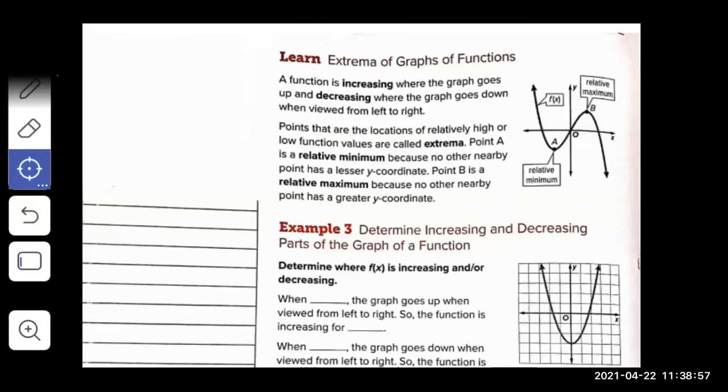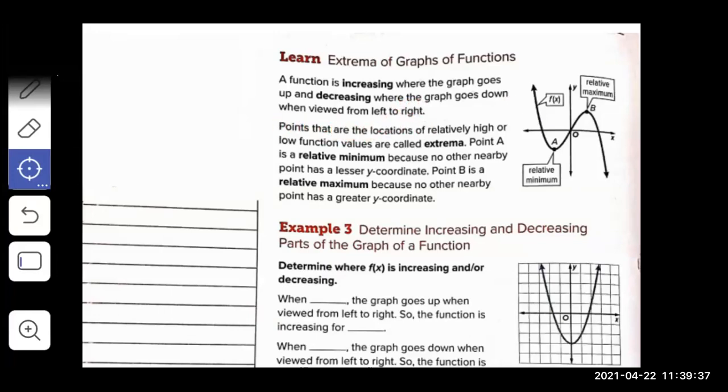Now we're gonna talk about something pretty straightforward. We're gonna talk about the graph of a function. When graphing, especially nonlinear equations, we can have a function that is either increasing, meaning going up, growing up, or decreasing, where the graph goes down. Something increasing is going up, and something decreasing is going down. We view that from left to right.